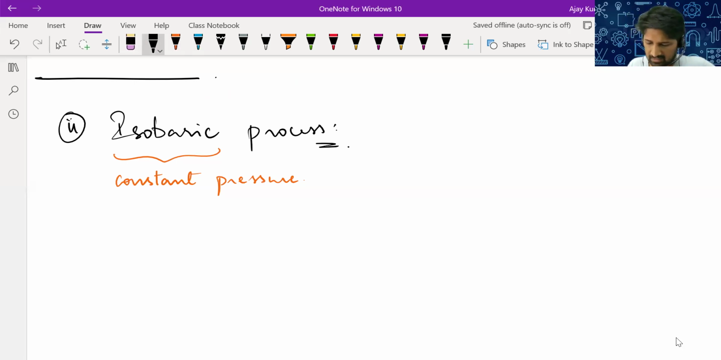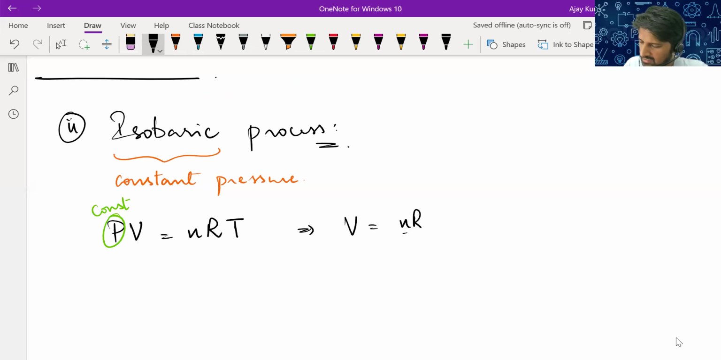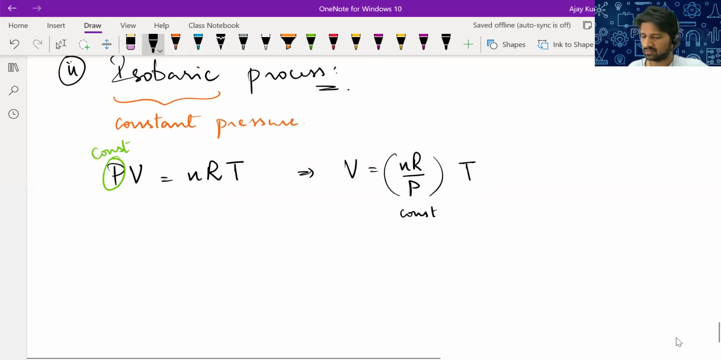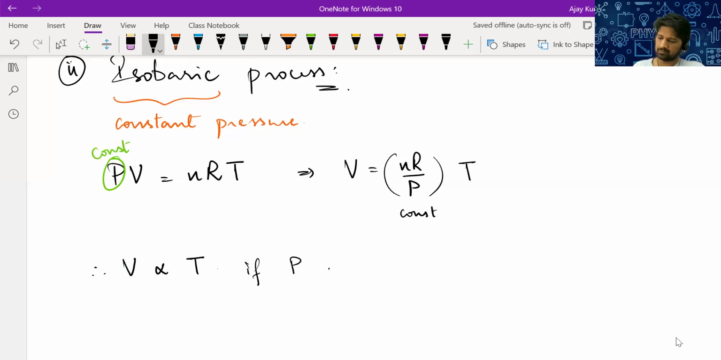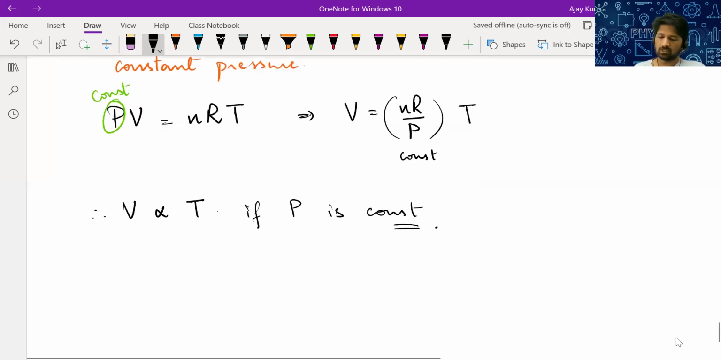Now, being an ideal gas, it must obey the ideal gas equation, the equation of state PV equals nRT. This time, pressure is being kept constant. So you put all the constants on one side, or you merge all the constants, you get volume is equal to nR by P. This whole thing becomes constant multiplied with temperature. Therefore, it turns out that volume will be proportional to temperature if pressure is kept constant. This is called Charles's law.